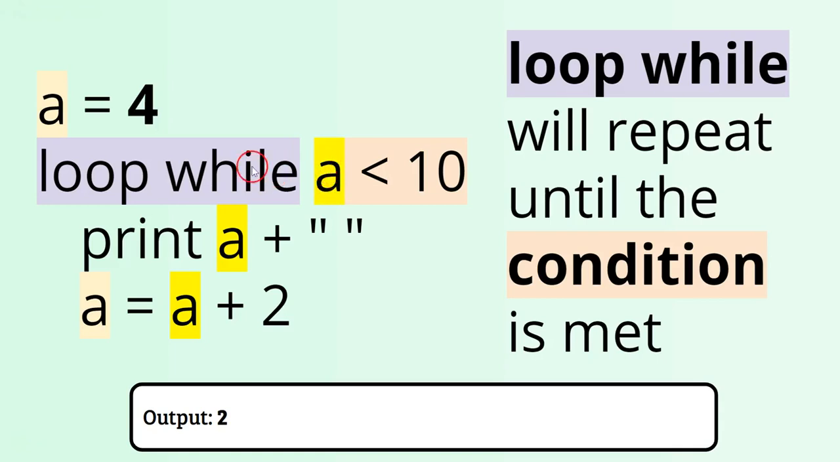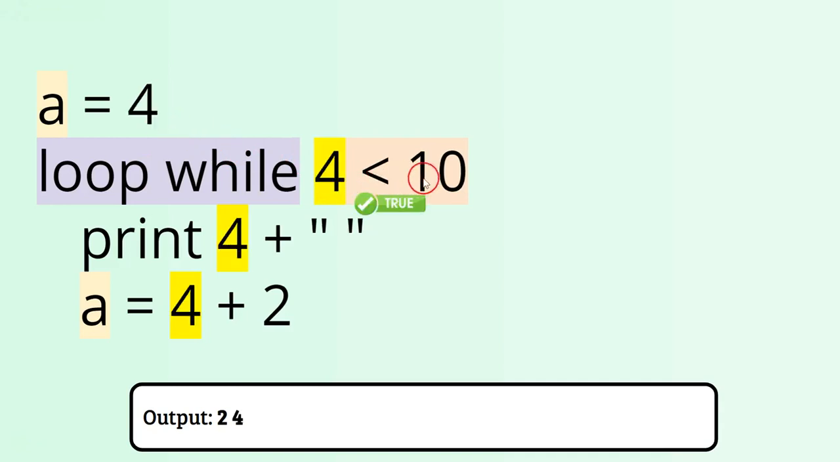Okay? So we went through the loop once. Are we going to go through again? Well, is 4 less than 10? Yeah, that's true. So we're going to go through again. This time we're going to print 4 plus a blank space. So now we have 2, 4, and we're going to add 2 to 4 again. Right? So now 4 plus 2 equals 6. You'll see the value of A change to 6.